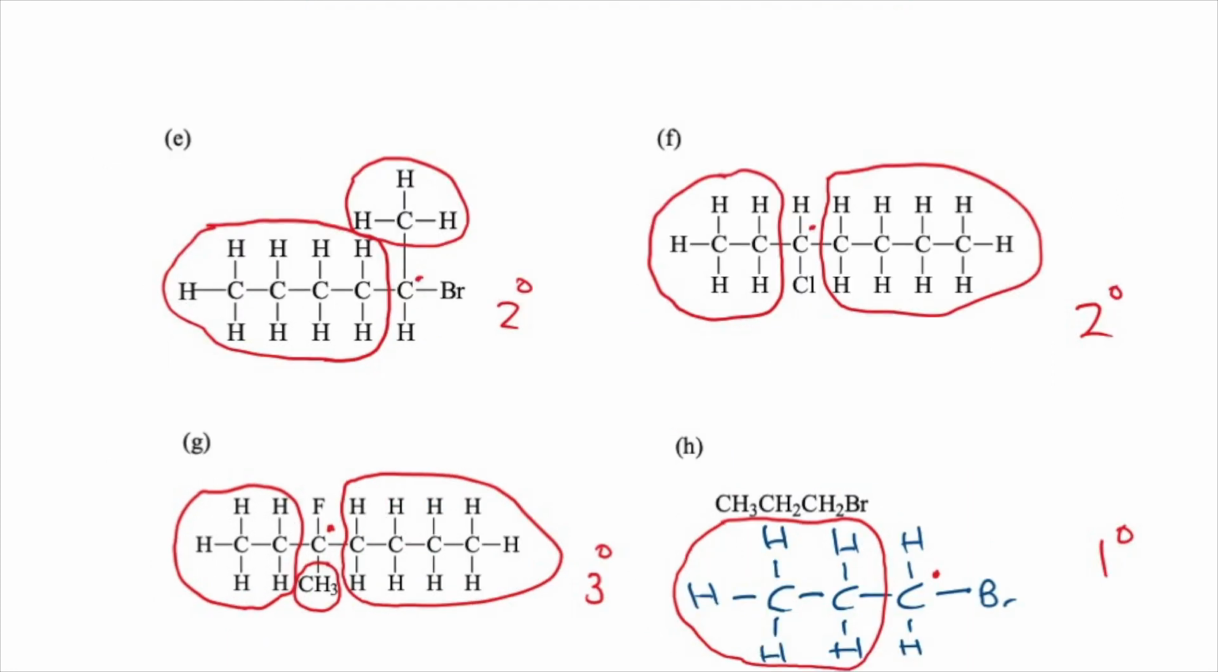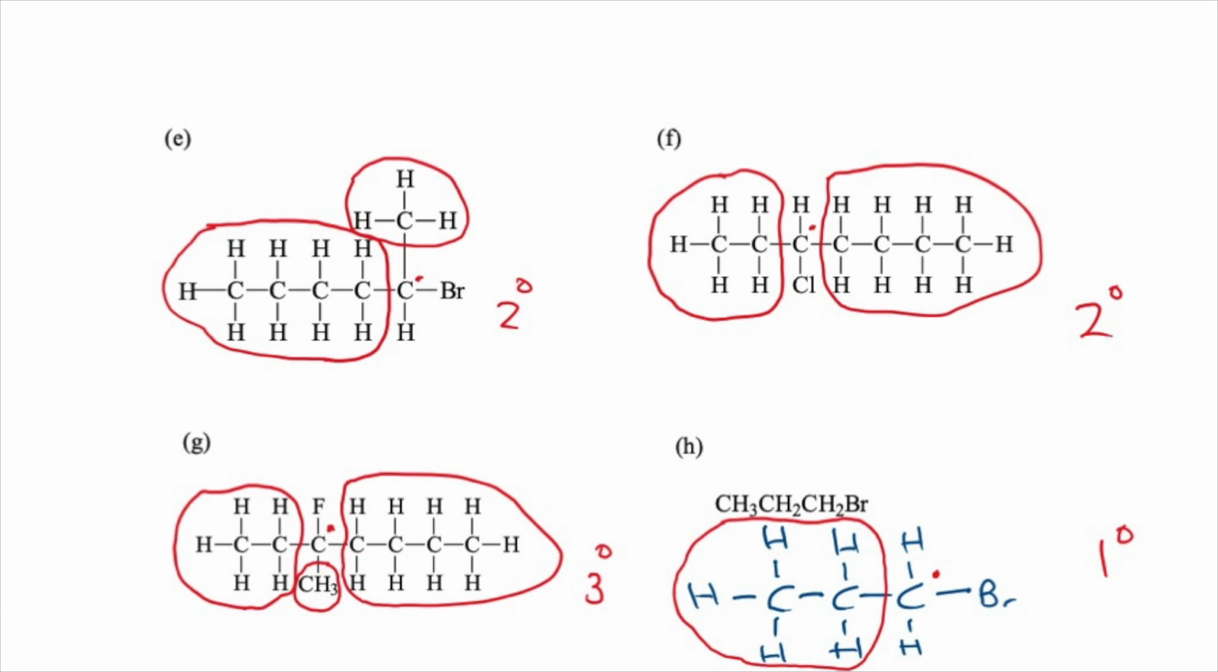So now let's look at the next 4 compounds. E is classed as a secondary halogenoalkane because if I look at the carbon next to the bromine, there's 2 alkyl groups attached. F is also classed as a secondary halogenoalkane because if I look at the carbon next to chlorine, there are 2 alkyl groups attached. G is classed as a tertiary halogenoalkane because the carbon next to the fluorine has 3 alkyl groups attached. And H is classed as a primary halogenoalkane because there's 1 alkyl group attached to the carbon next to the bromine.